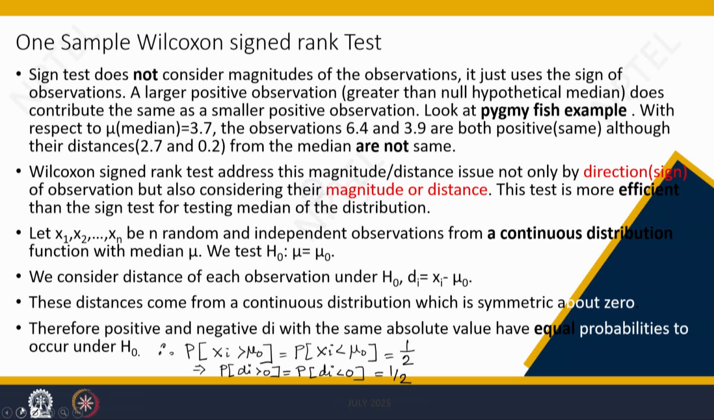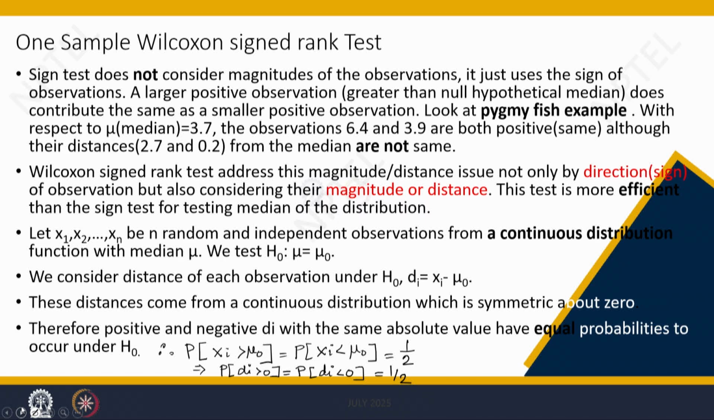Just subtracted 6.4 minus 3.7 and 3.9 minus 3.7. So, the Wilcoxon signed rank test addresses this magnitude or distance issue, not only by the direction of the observation but also by considering the magnitude of the distance. This test is more efficient than the sign test for testing the median of the distribution.